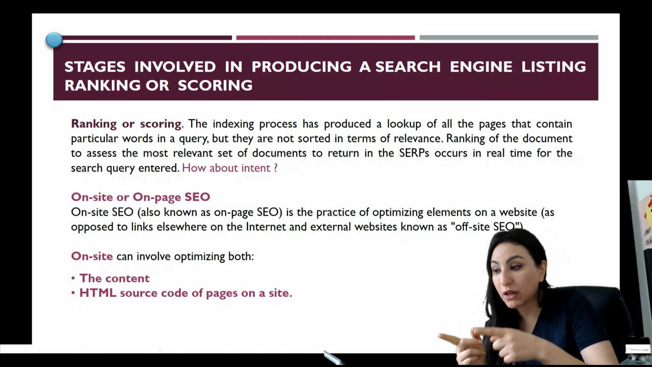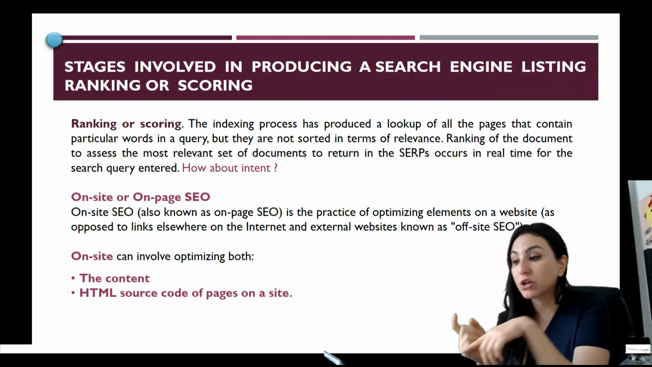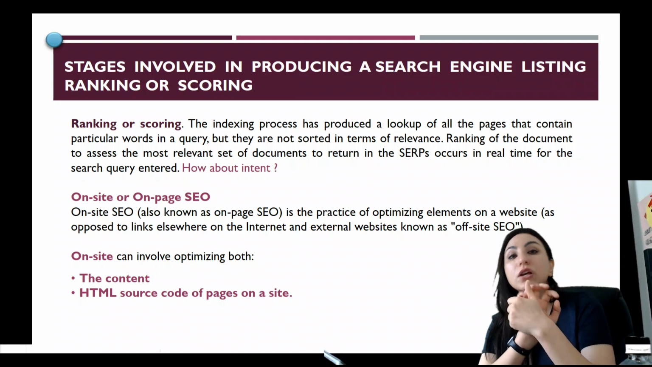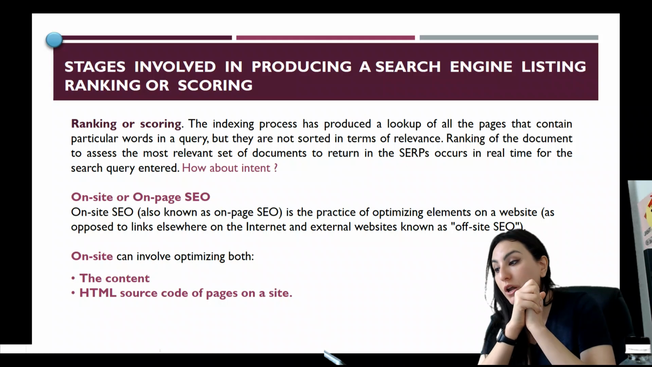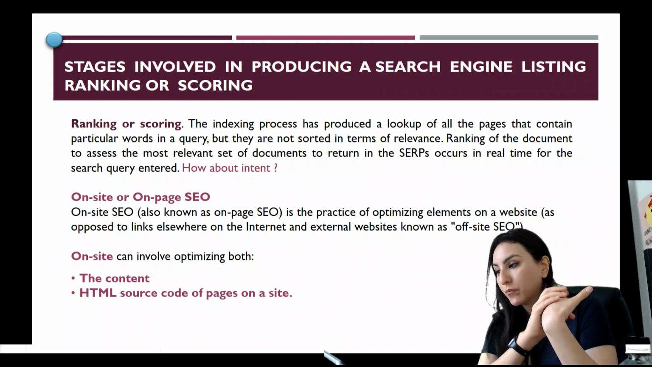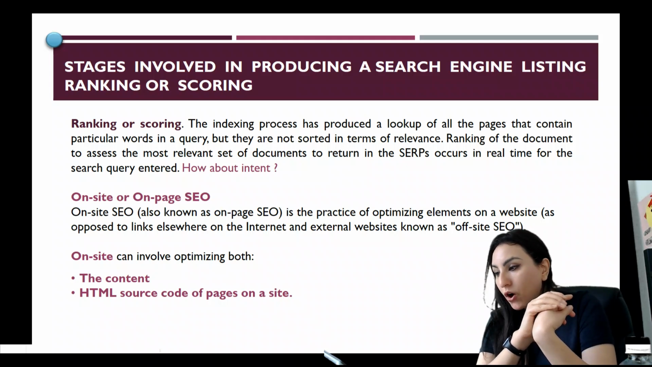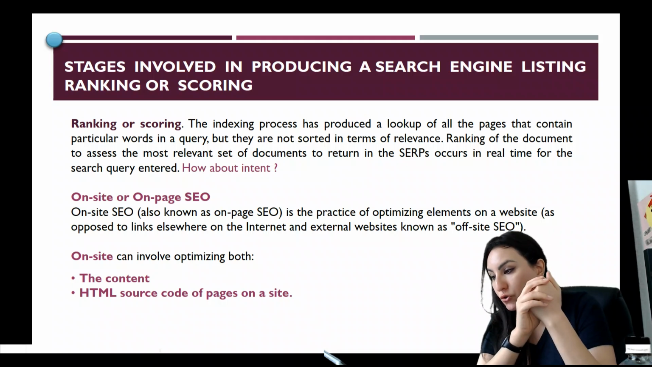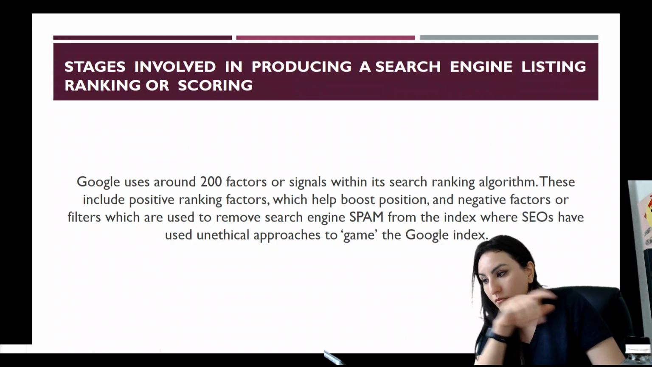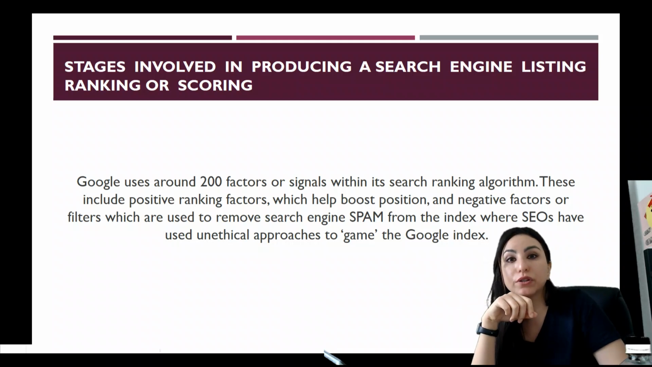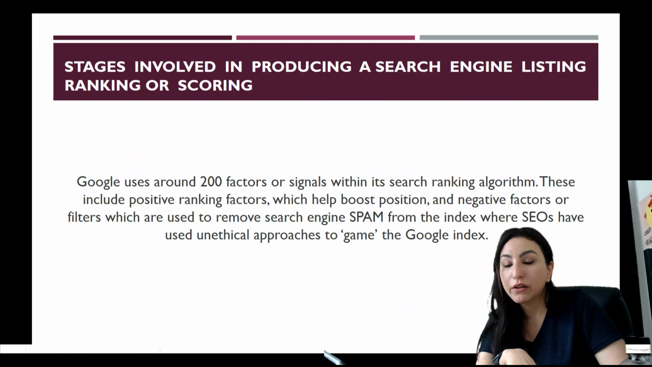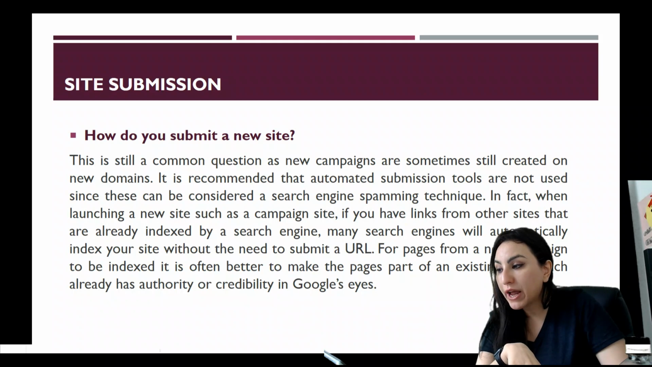This is something that is not really here, but I'm asking a question: how about the intent? This is what we mean by the intent. They're taking into consideration also your search query and your browsing history. On-site or on-page search engine optimization, I'm going to talk about this in due course. And here, as I told you, Google takes into consideration over 200 factors that signal the relevance of a page.